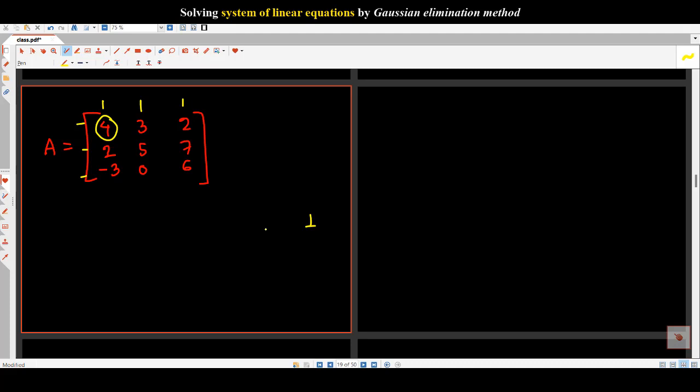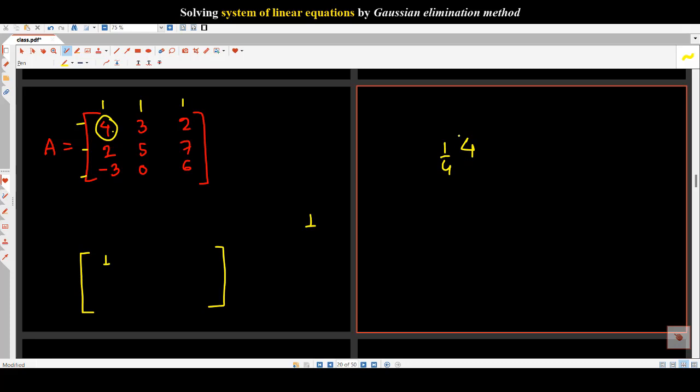Let's say for some concept I need 1 here. For some application, part 4 should be converted to 1. So how to do that? That can be done by multiplication by a constant. Here, instead of 4, if I need to write 1, you can easily understand that 4 can be multiplied by 1 by 4. At that time 4 and 4 can be cancelled, you will get 1.